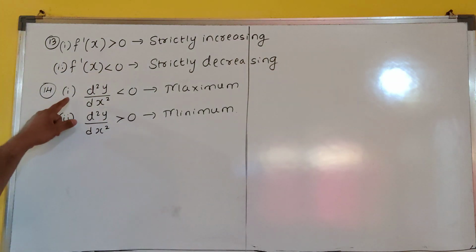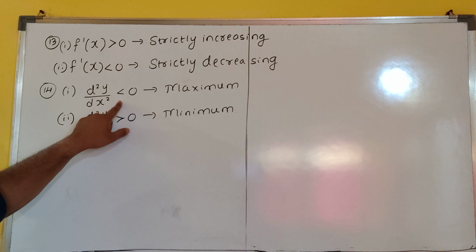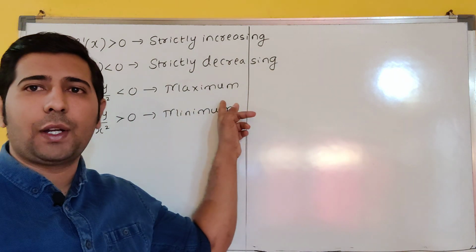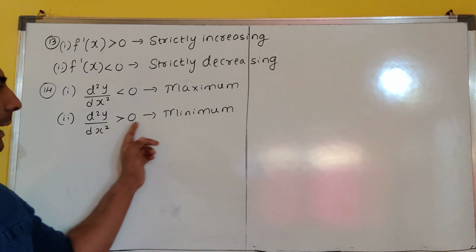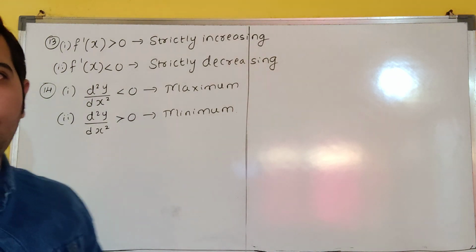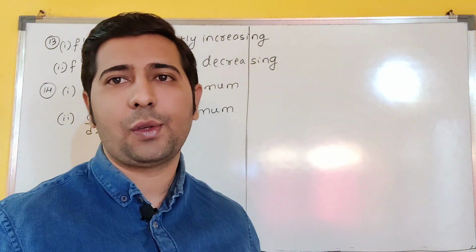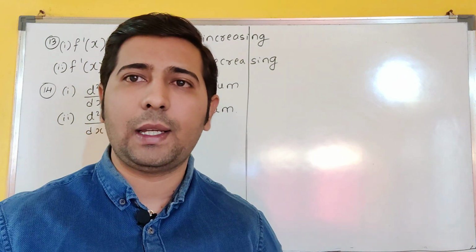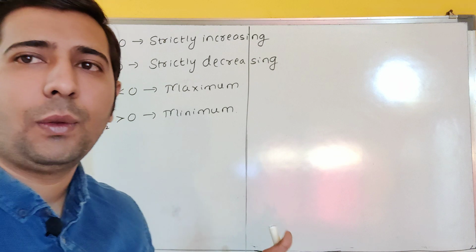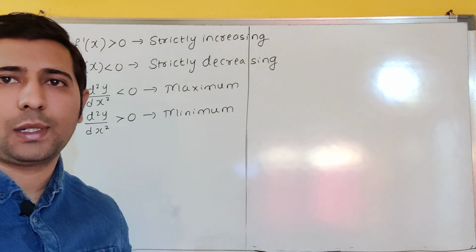So next is the double derivative. See here, double derivative less than 0 means the function is said to be a what? Maximum. If the double derivative is greater than 0, what? Minimum, dear students. These basic ideas you should know before solving the problems. I hope it is clear for you. Let us copy this. We'll solve the next problem now. We'll start the problems.